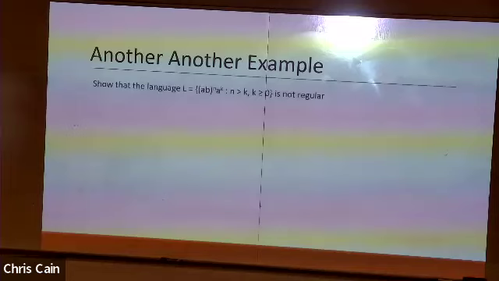All right, one more example, because we need lots of examples for this. So we have another language, a b^n a^k, such that n is greater than k, and k is greater than or equal to 0. So just like before, player one is going to choose m.